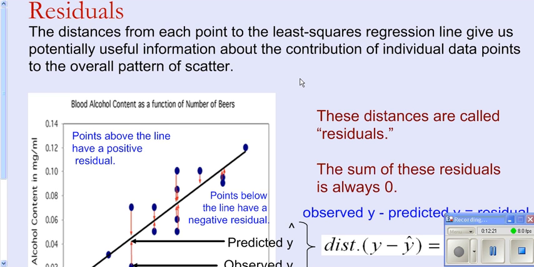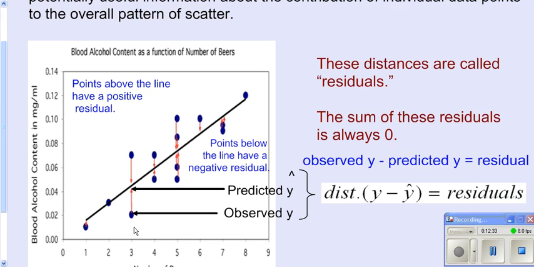Now, let's also talk about residuals. Residuals are basically the measurement of how far your data points are away from your least squares regression line. Now, your residuals are always the observed minus the predicted. So if your point's above your line, it's a positive value. If your point's below your line, it's a negative value. But your residuals are just subtracting those two distances. It's always the observed minus the predicted is your residual.